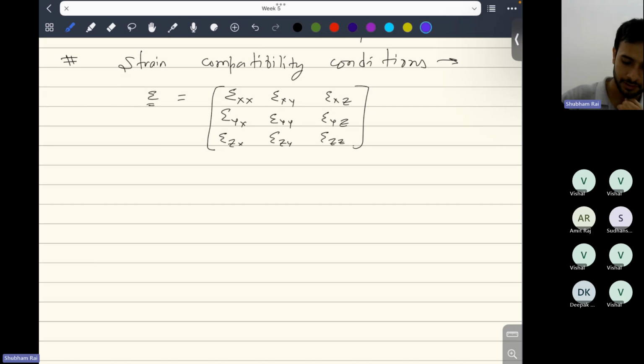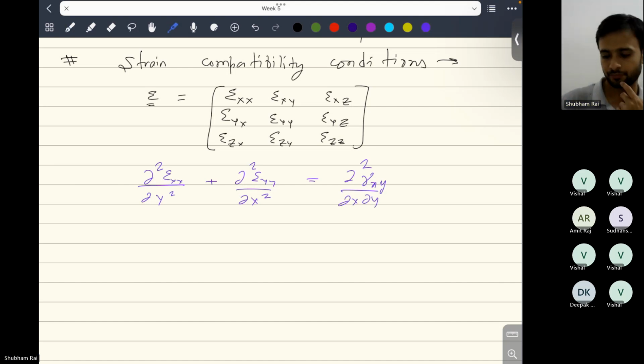Similarly, the first compatibility condition is del square epsilon xx divided by del y square plus del square epsilon yy divided by del x square, and that should be equal to del square gamma xy divided by del x del y. So this condition should be satisfied if you have this matrix. This is only the first condition. Similarly, there are 6 conditions.